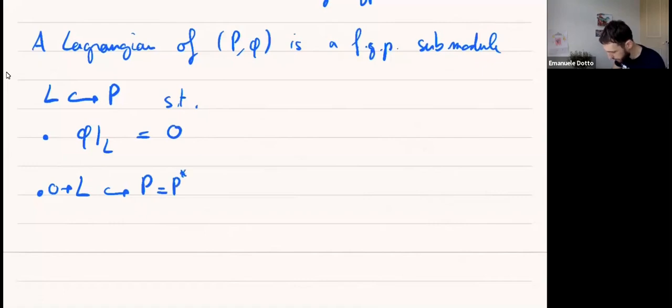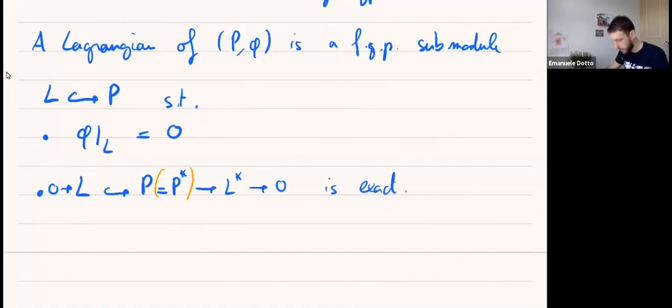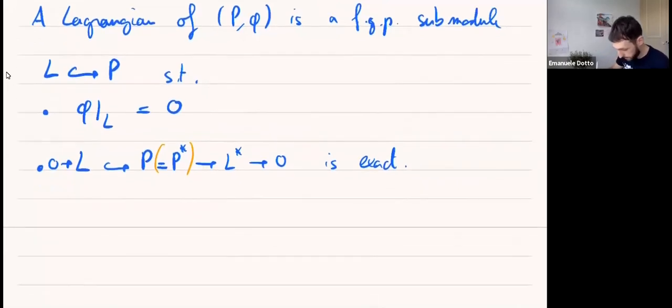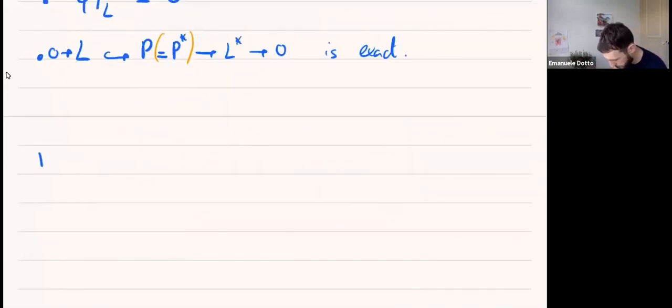We saw that already. Now I can, of course, take the dual of this inclusion, and this gives you a map to the dual of L. I'm ignoring this term, so I look at this three-term sequence, and I want this to be exact. This is the notion of a Lagrangian.